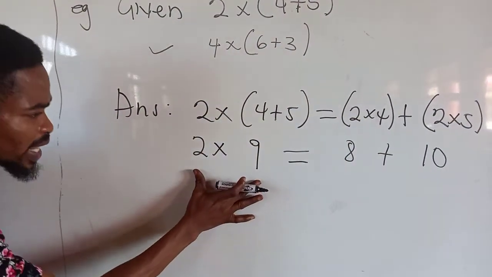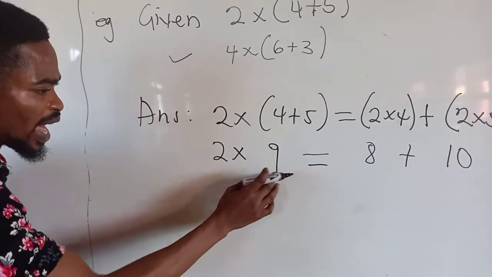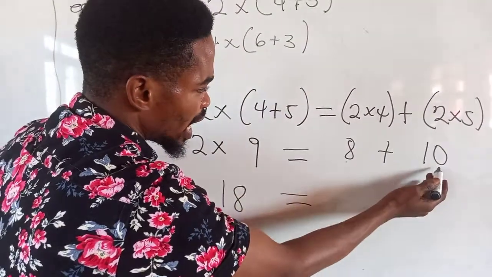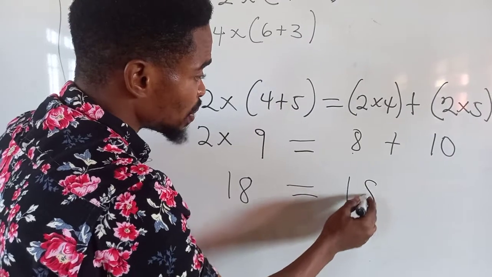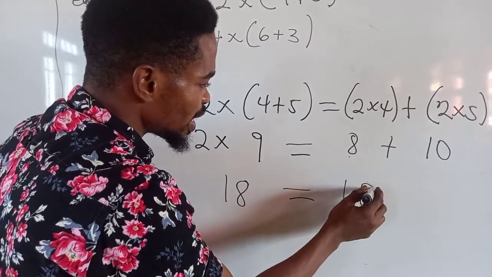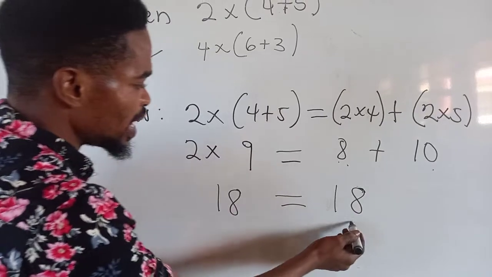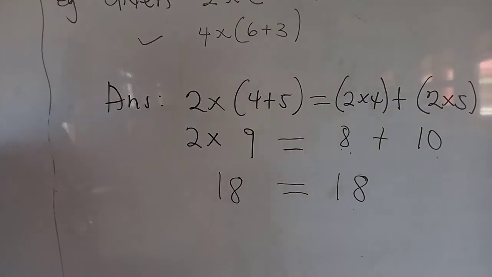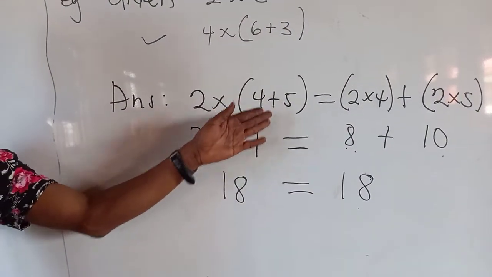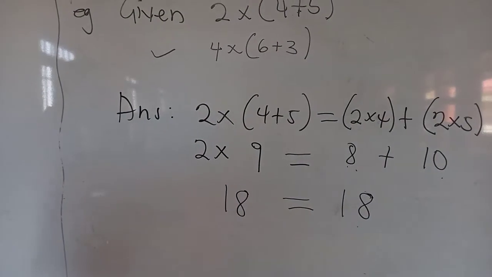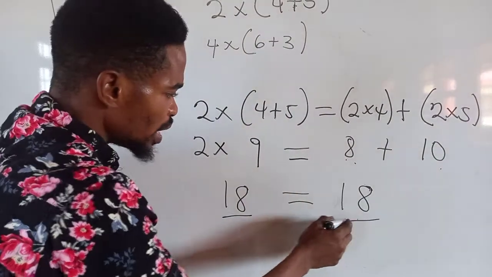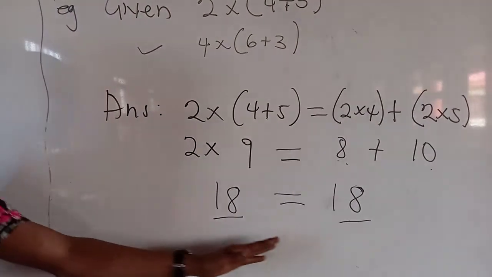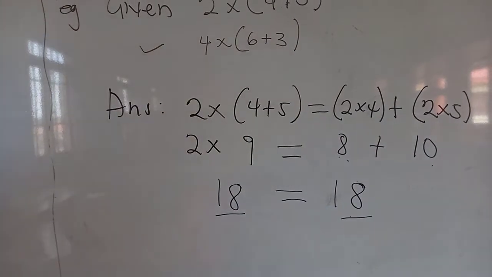But let me take care of this one first. 2 times 9 will give me 18. 8 plus 9 will give me what? 8 plus 10 will give me what? 18. 8 plus 10 will give me 18. Then 2 times 9 will give me 18. Which means that multiplication is distributive over addition. So the rule is correct. So the rule that we apply is correct and our answer is correct.